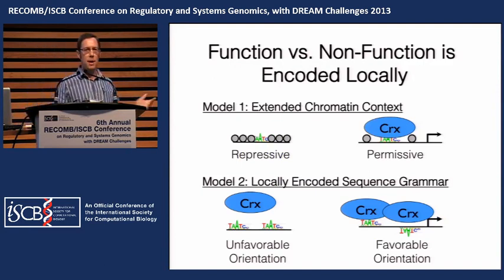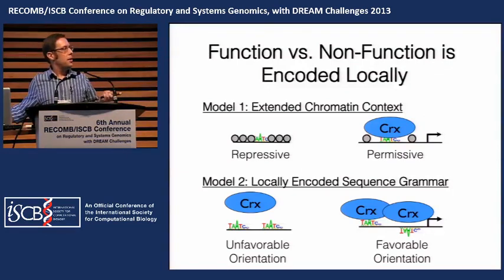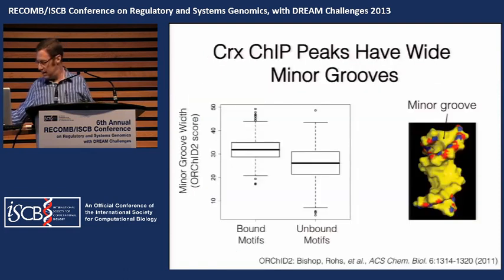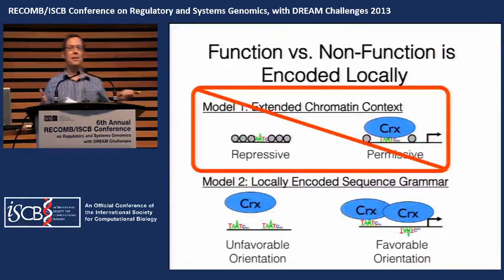Okay, so let's take this back to the models. I tested these models by removing unbound and bound sequences from their genomic context and tested their function. And contrary to what model 1 predicted, I saw that there were functional differences between the bound and unbound sequences when they've been removed from their genomic context. So I'm going to say my data is inconsistent with this chromatin context model.